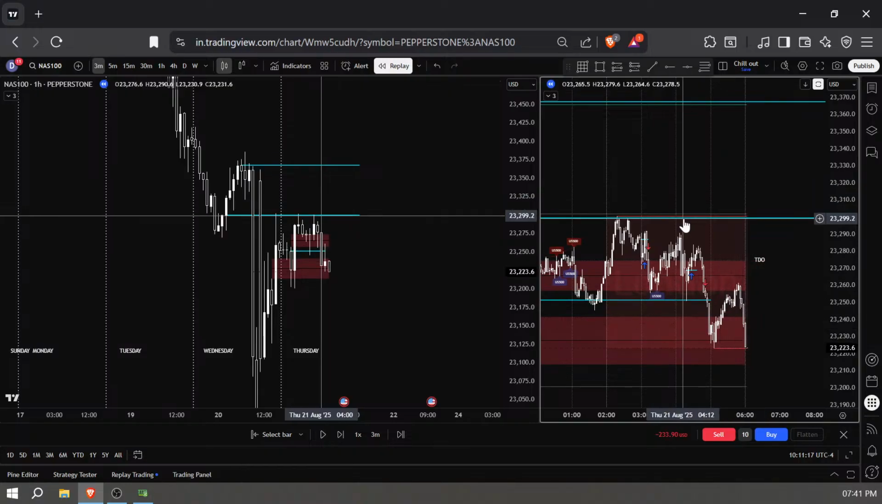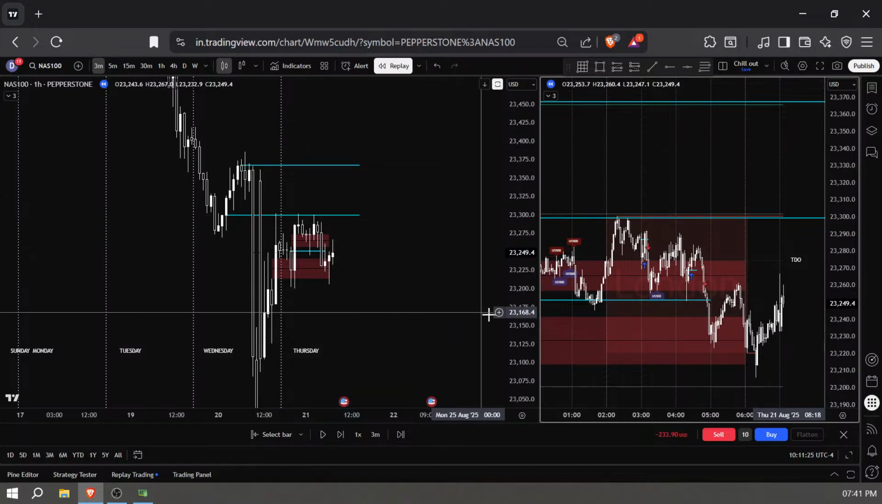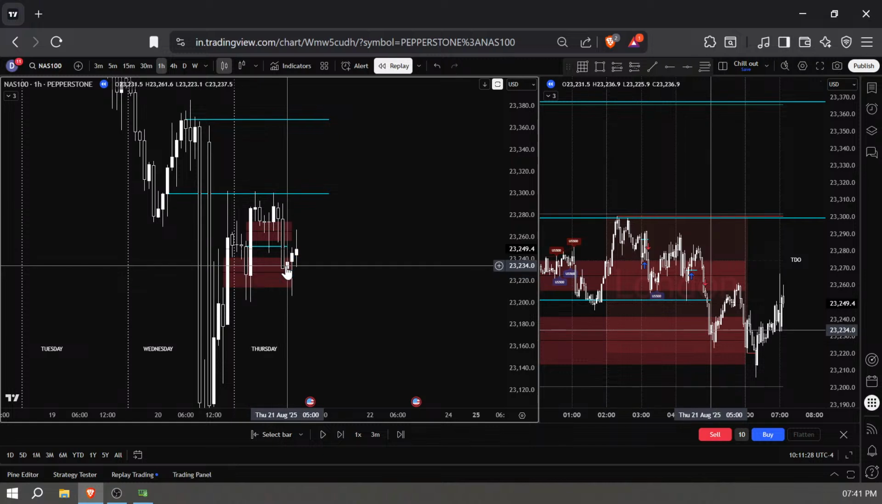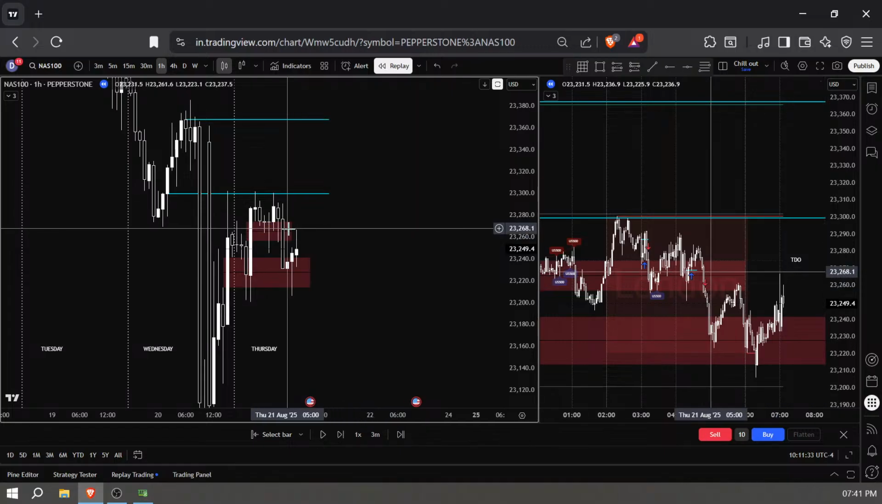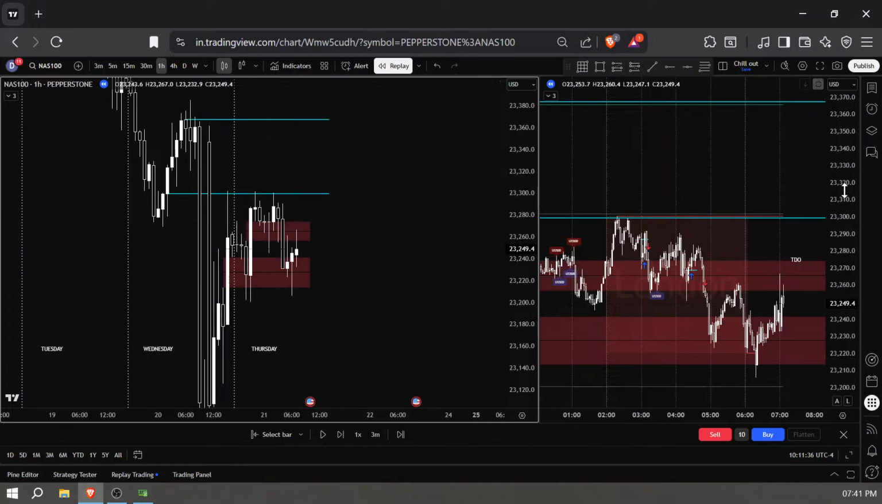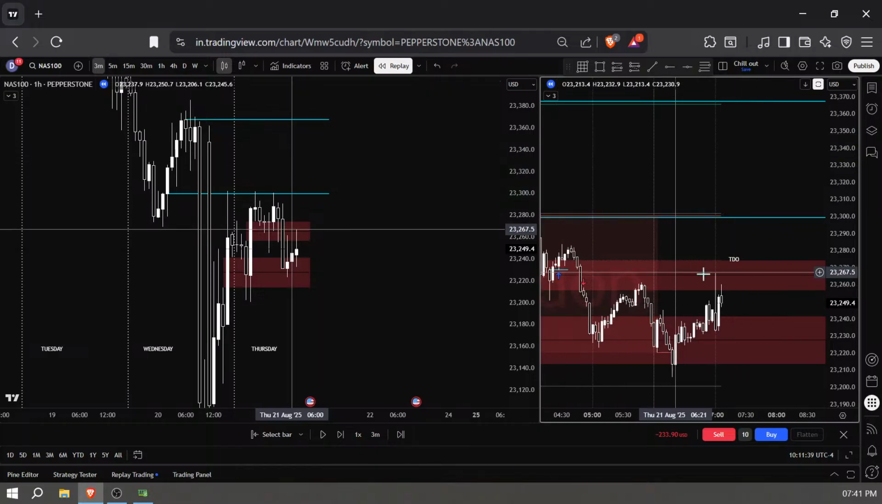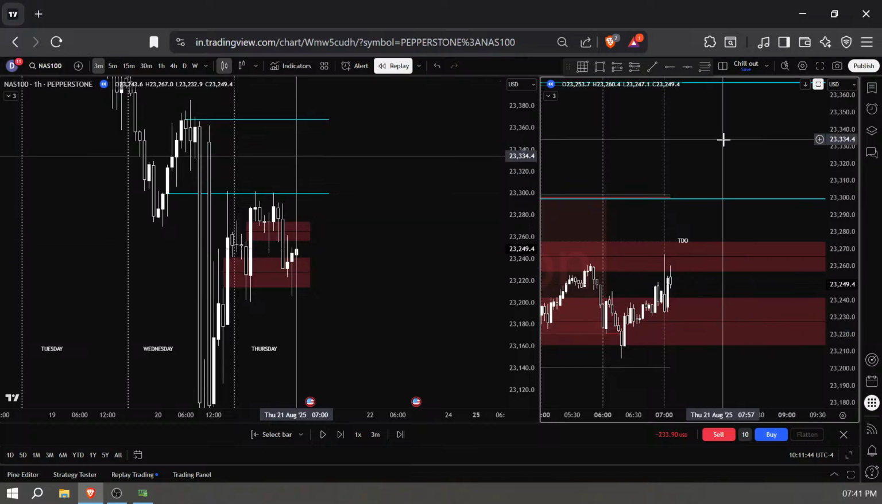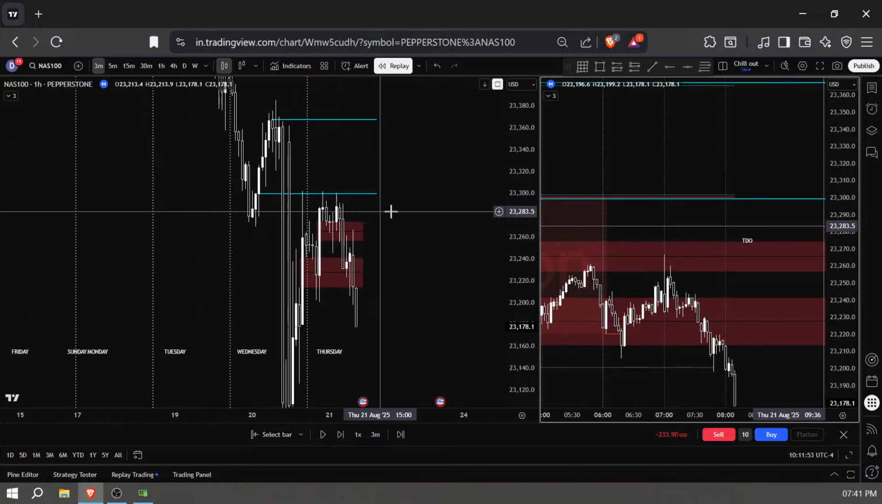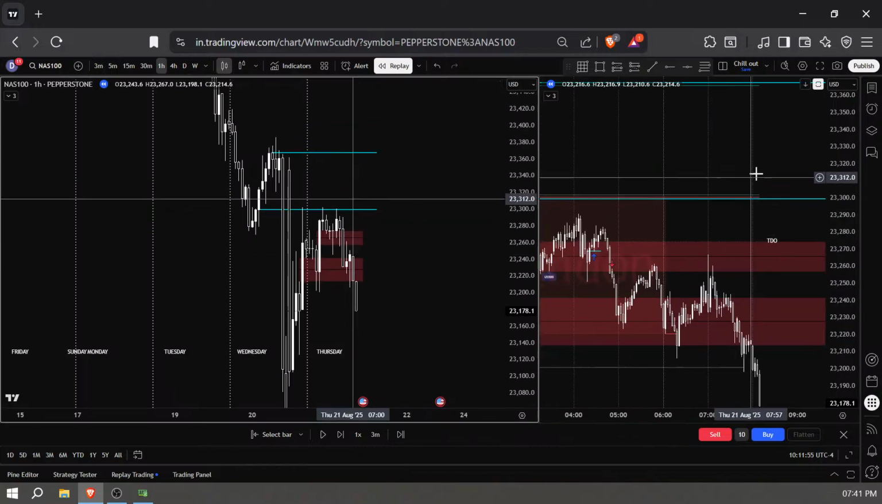So let's skip to now, this is something we have to focus on. Okay, so probably now the market should march higher. We are coming close to 9 AM. So these lows are taken out.